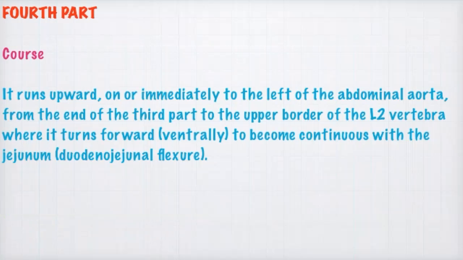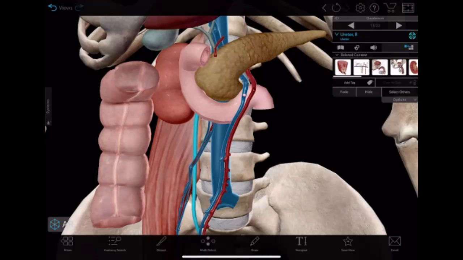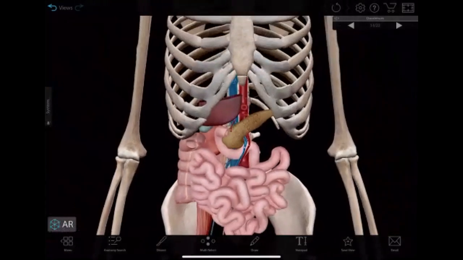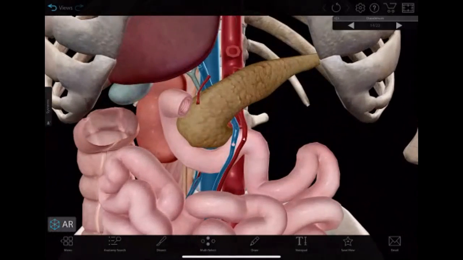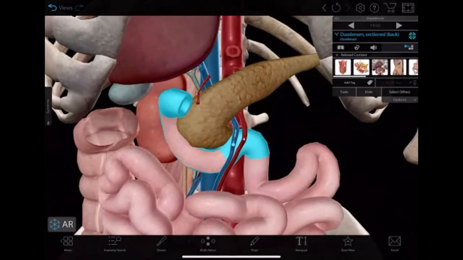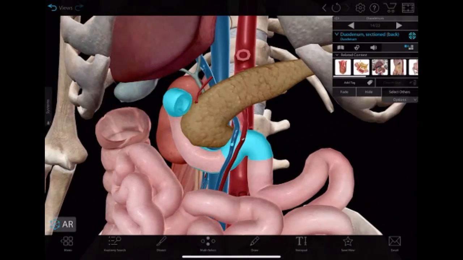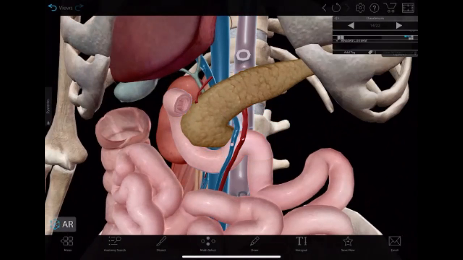Coming to the fourth part, it runs upwards immediately to the left of the abdominal aorta from the end of the third part at L2, where it turns forward ventrally to become continuous with the jejunum at the duodenojejunal flexure. Okay. So you see, this is the fourth part, right? So this is the aorta. This one being the aorta, right?